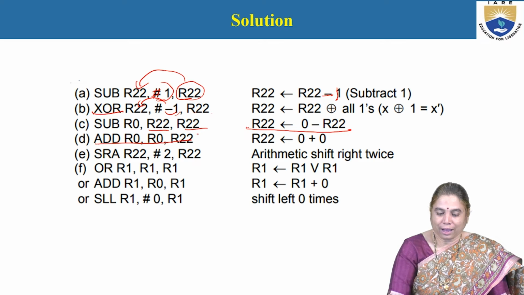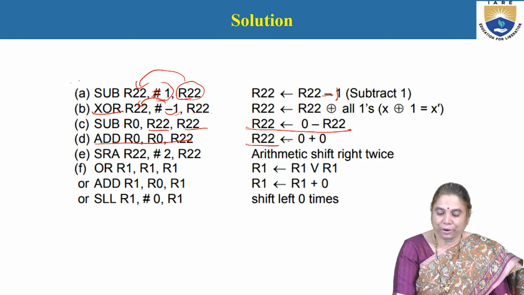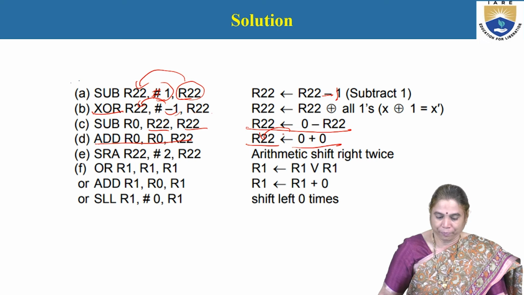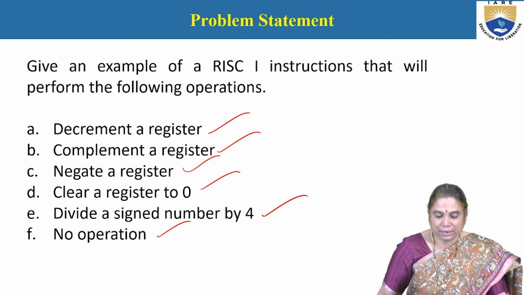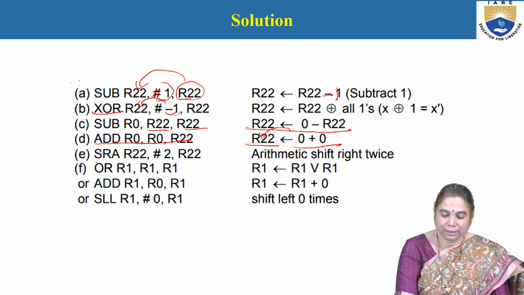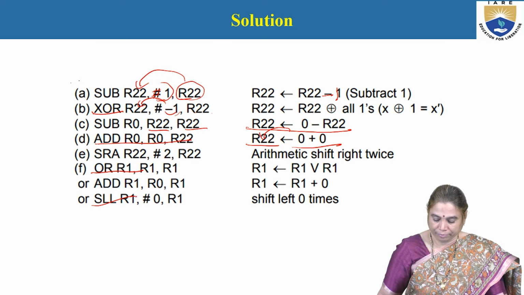So here, ADD R0, R0, R22. So in R22, 0 plus 0, the result is stored in R22. Next operation is divide a signed number by 4, and no operation can be implemented with R0 and also SLA to shift left.